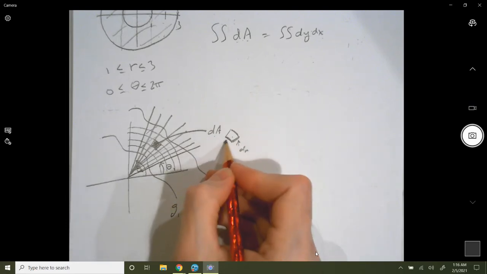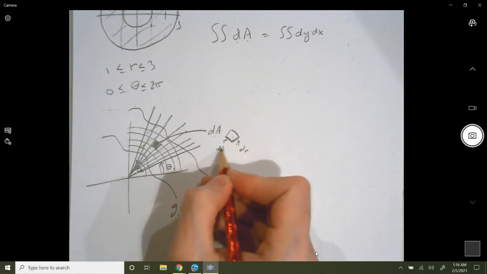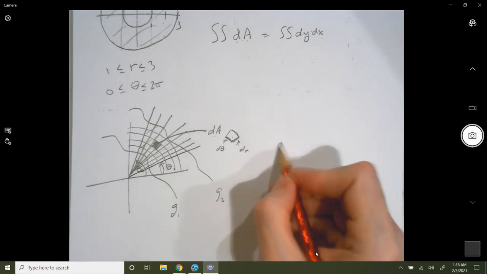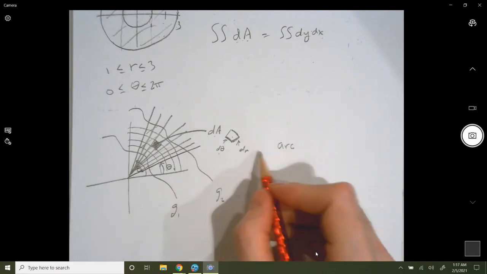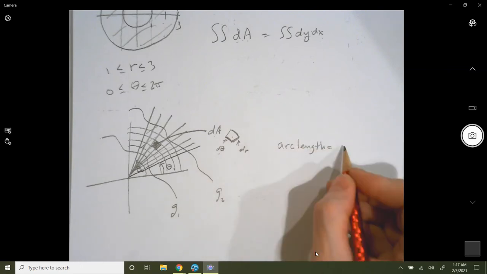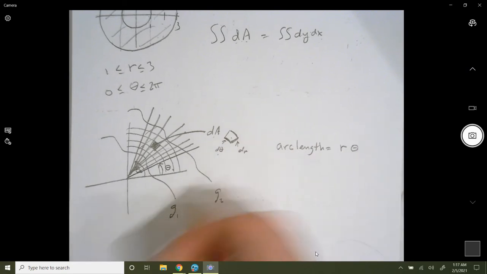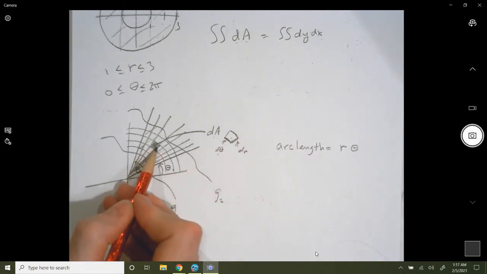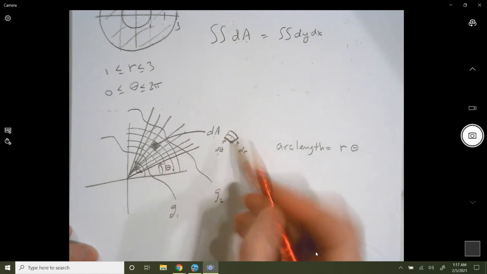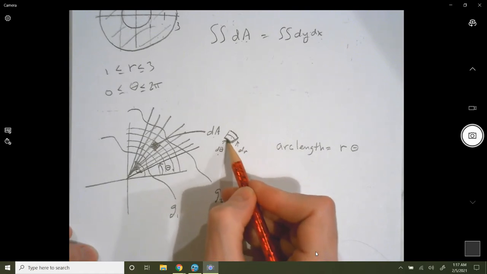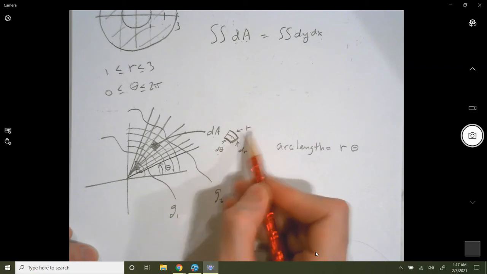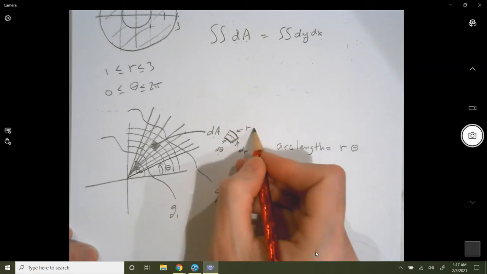Now this right here is actually a d theta, but d theta is not a length. That's an angle. So if you remember the formula for arc length, how do we take an angle and turn it into a length? Well, in polar coordinates, our arc length was r times theta. And if this theta from here to here is your change in theta, then the arc length of this thing is going to be equal to r theta. And since the theta is a d theta, it's going to be r d theta.